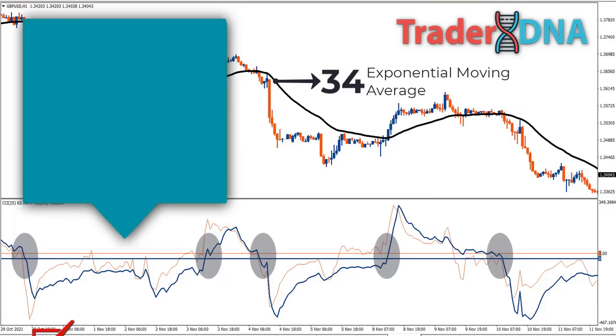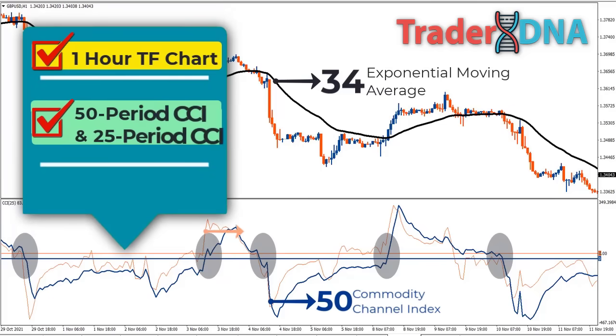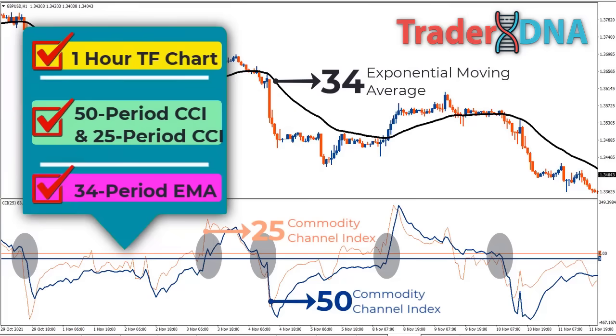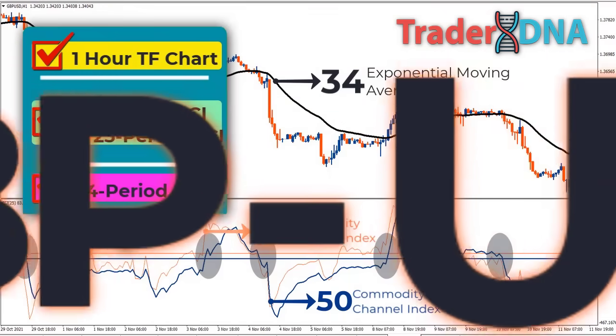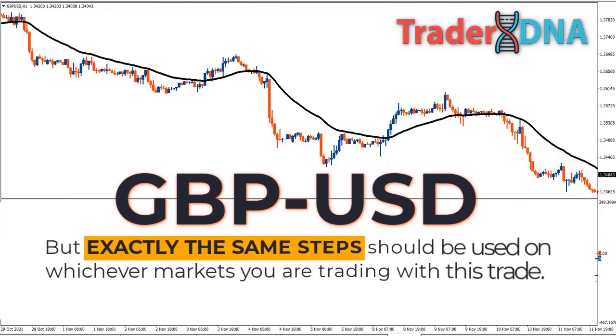The default trade uses a 1-hour time frame chart, a 50-bar CCI, a 25-bar CCI, and a 34-bar exponential moving average. The following step-by-step tutorial of the CCI zero line cross trade will use the GBP/USD Forex market, but exactly the same steps should be used on whichever markets you are trading with this trade.